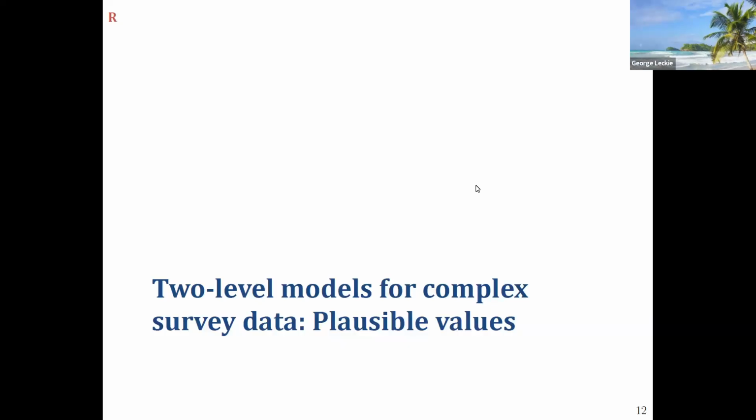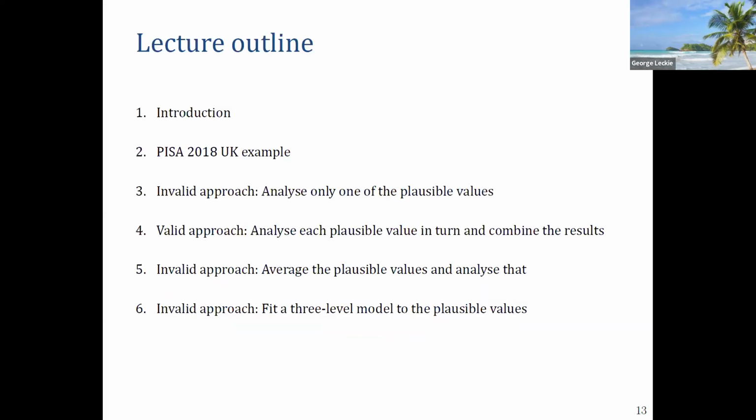Right, two-level models for complex survey data, plausible values. So let's just move this so you can actually see, hopefully. So this first session, the outline is I'm really going to introduce what plausible values are, but quickly shift into a PISA data example.